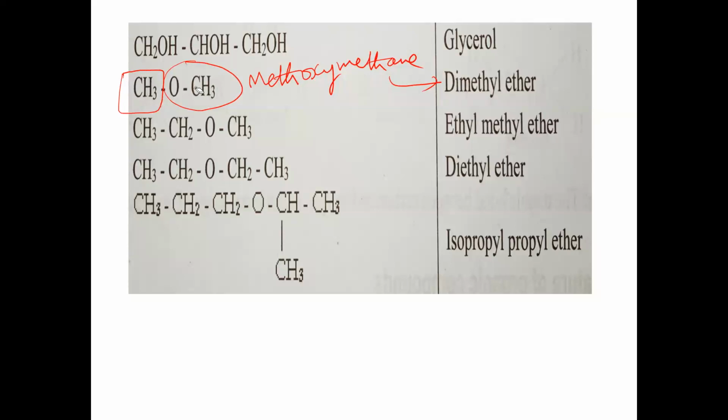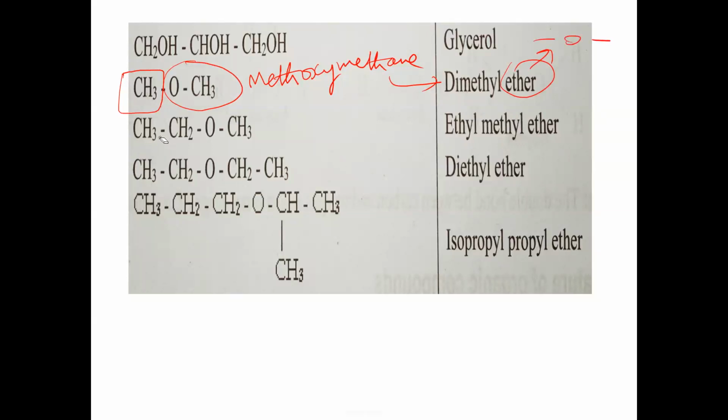Only 1 carbon. This carbon is not directly attached. So this CH3O group should be taken as the methoxy group. The methoxy group is present in which molecule? Methane molecule. So it is methoxy methane. That is dimethyl ether, two methyl groups in the ether. Ether generally means bond O bond.